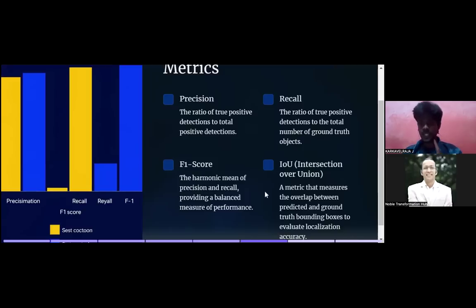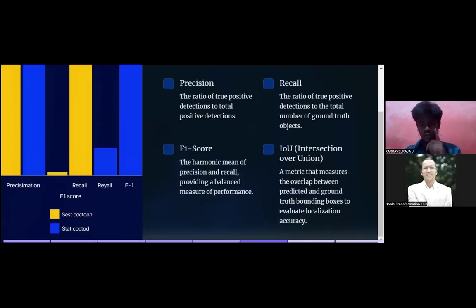Okay. The new thing that we're going to see is IOU, that is intersection over union. The metric that measures the overlap between the predicted and the ground truth bounding box to evaluate localization accuracy.